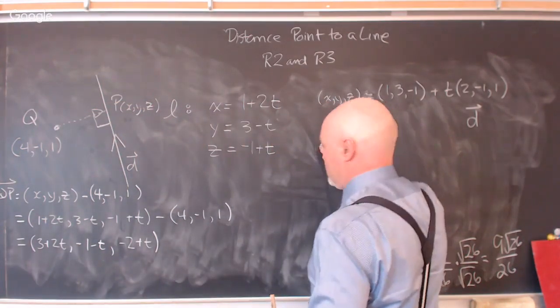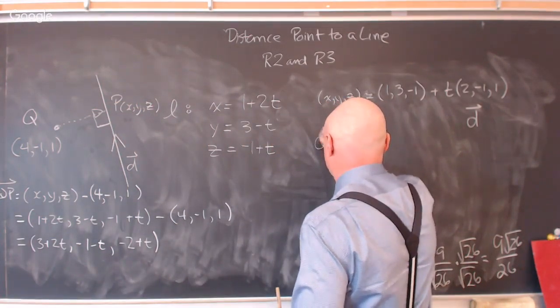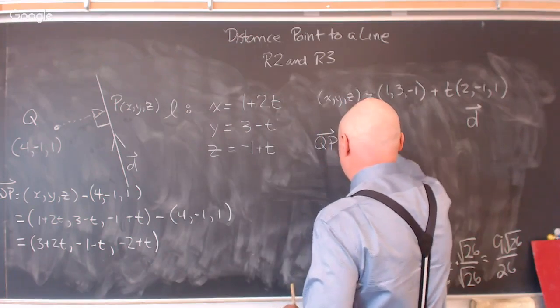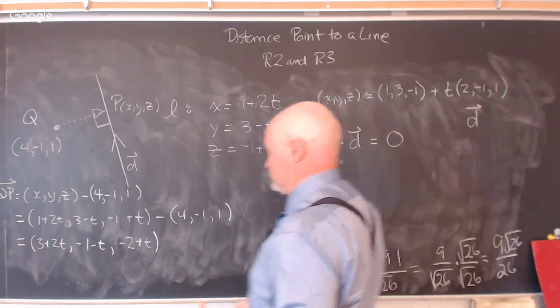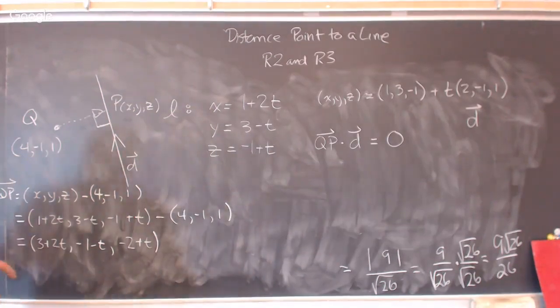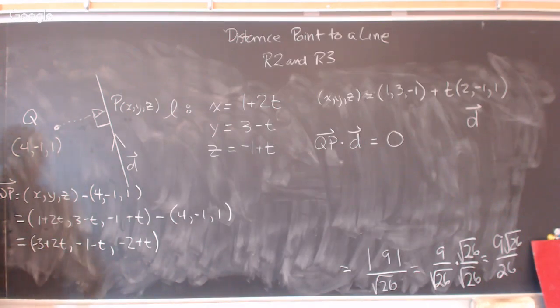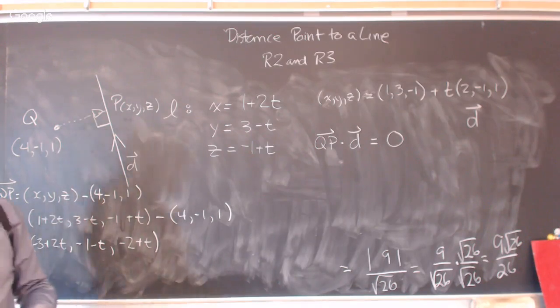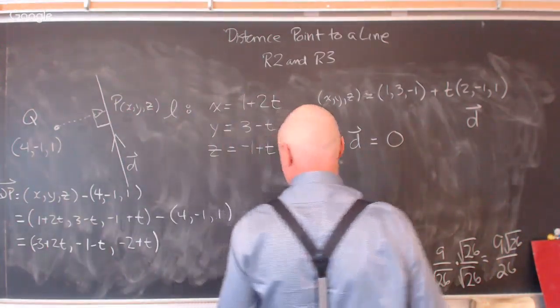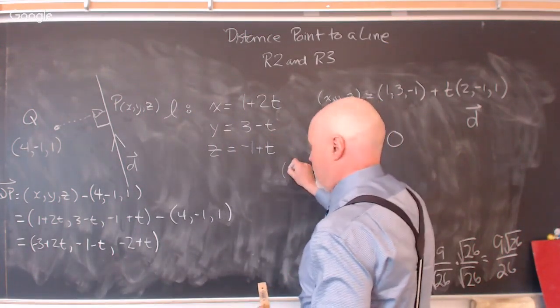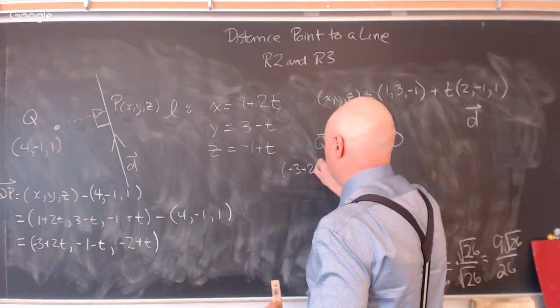I'm going to go over here. So QP dot d has to be equal to 0. Yeah, so it's tip minus tail. Okay. So this x is 1 plus 2t. So, oh yeah, it is. Look at that. Thank you, Morgan. That is a negative 3. Yep. Okay. We're good so far? Okay. Negative 3 plus 2t.